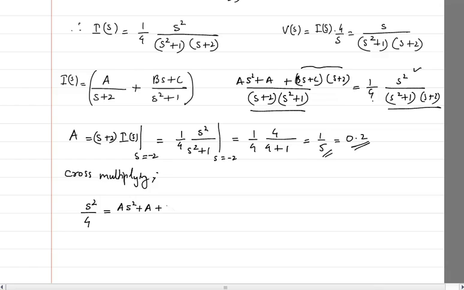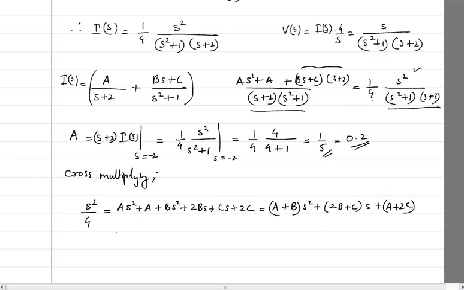So I will get bs square plus 2bs plus cs plus 2c, which is basically s square terms going to (a plus b) s square, plus the s terms, which are (2b plus c) s, plus the constant term, a plus 2c. Now a I have already found out is 1 by 5.